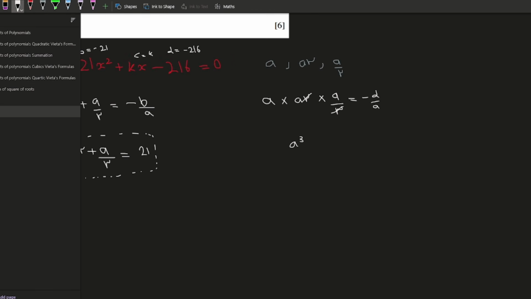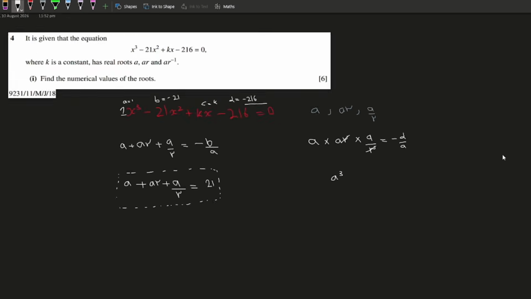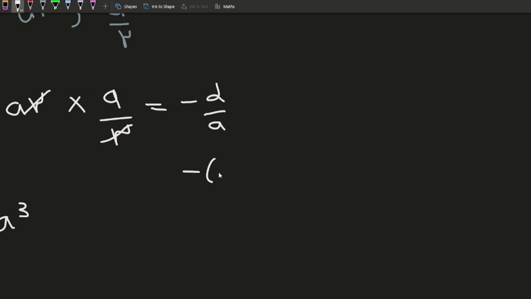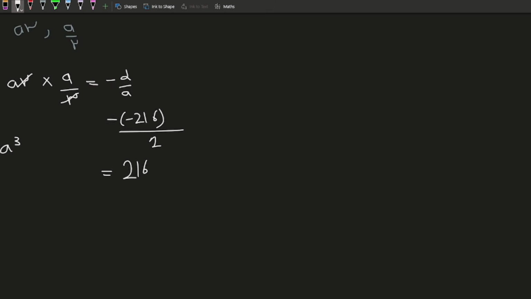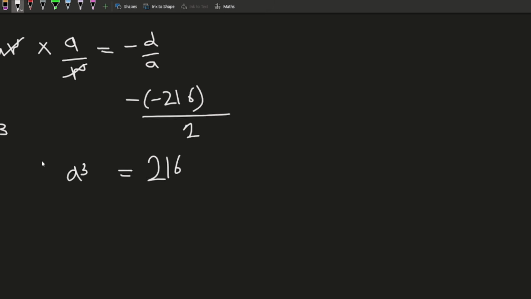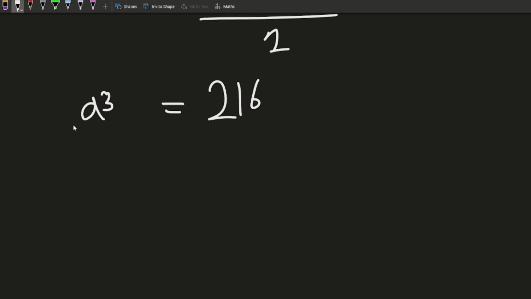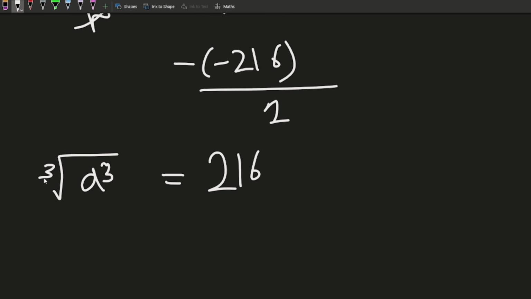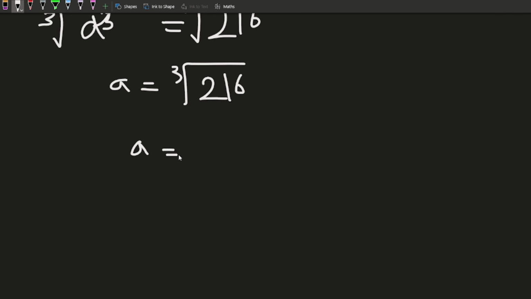We know that the value of a is 1 and minus d is 216. So minus 216 divided by 1, we are left with 216, which is equal to a cube, right? So let's take cube root on both sides. This gets cancelled, and a is equal to the cube root of 216, which is equal to 6.